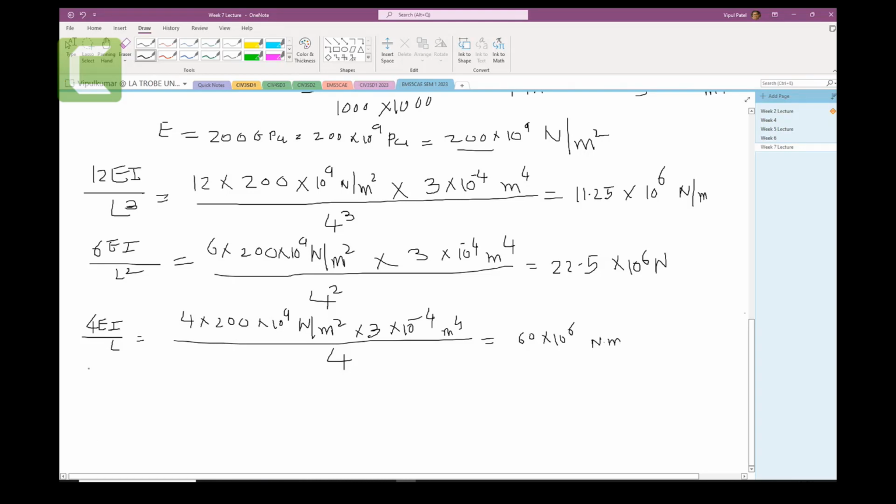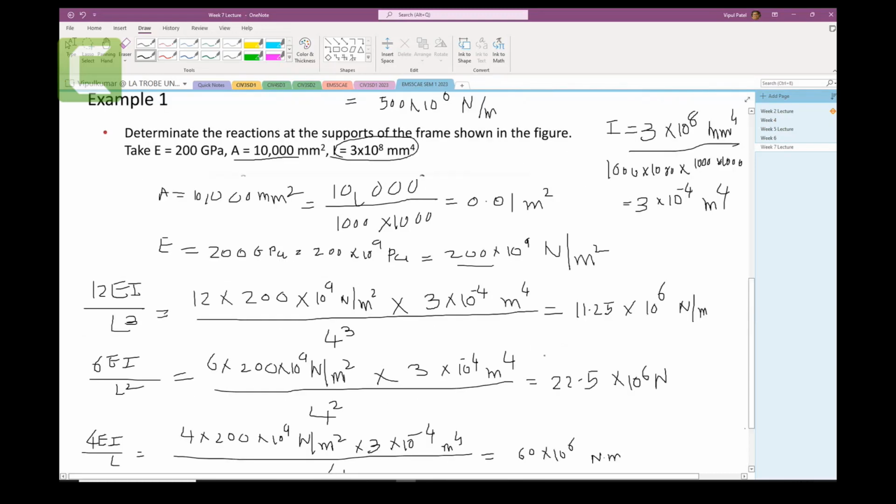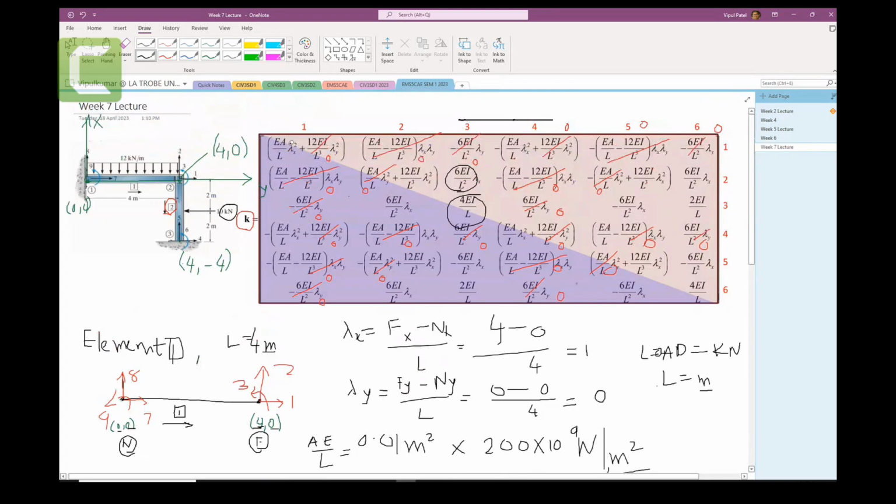And 2 EI on L is the same thing, but just half of what we did. 2 EI on L equals 2 times 200 times 10 to the power 9 Newton per meter square times 3 times 10 raised to minus 4 meter to the power 4 over 4. So we get 30 times 10 raised to 6 Newton meters. So these are all the details which we calculated.